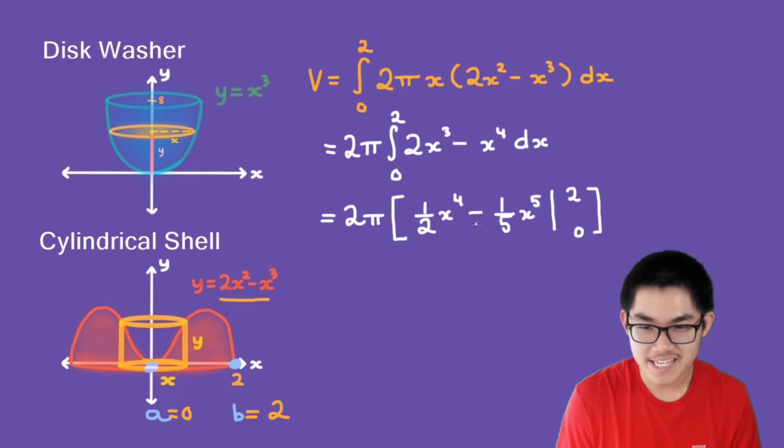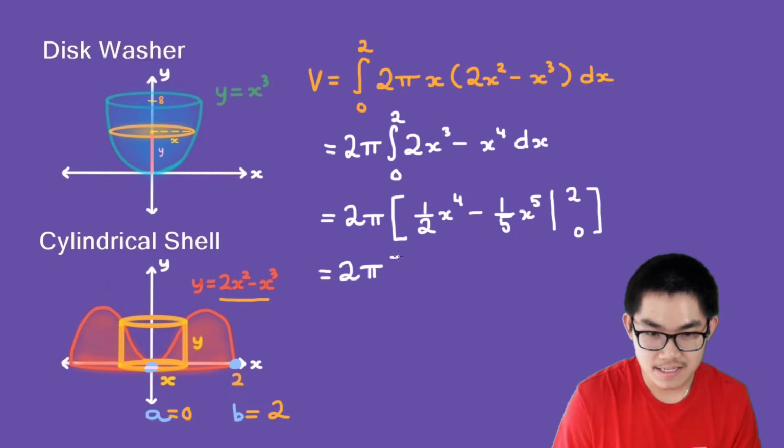If you substitute these limits in, you're going to get 2 times pi times 1 over 2. And then when you put the 2 in here, you're going to get 16, because 2 to the power of 4 is 16.